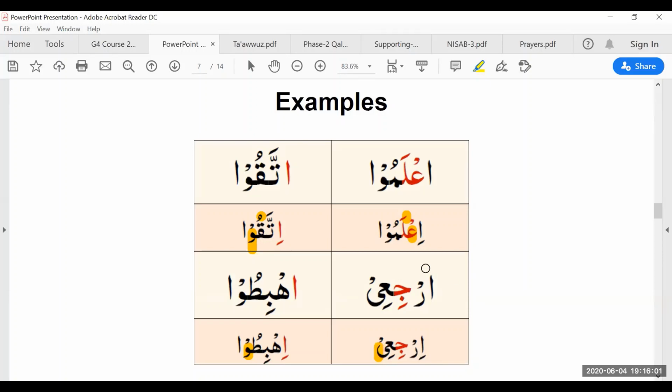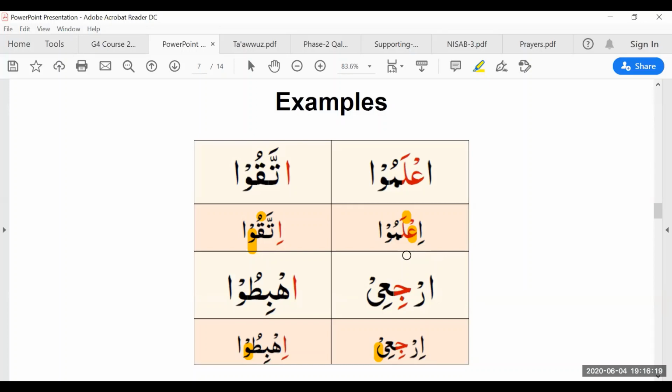So I would like to point out that in the first word, i'lamu, we have ain. Ain has a different sound than alif or hamza, right? So instead of i'lamu, we have to make a prominent ain sound.